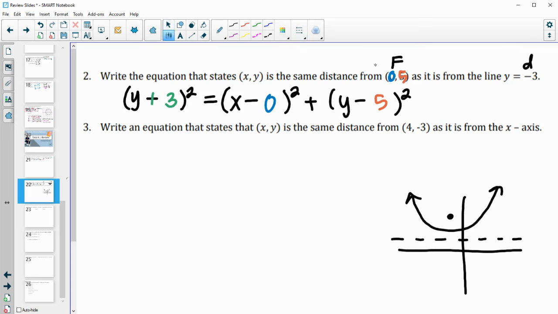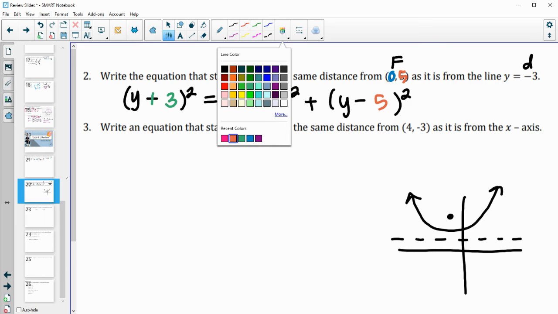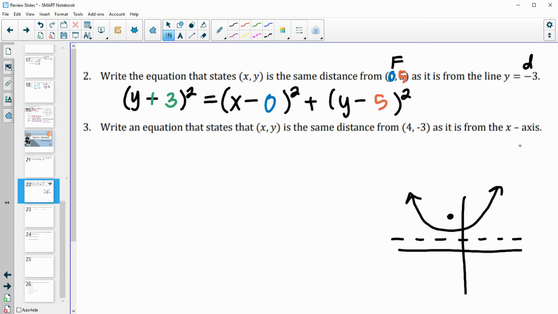And then similar thing for this next one, except now it's just telling us that the directrix is the x-axis. So you need to know that that means the y coordinate is 0. So on the x-axis, the y coordinate is 0. So we'll do y minus the directrix, which in this case is 0.